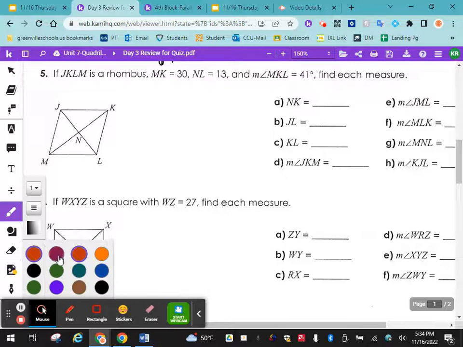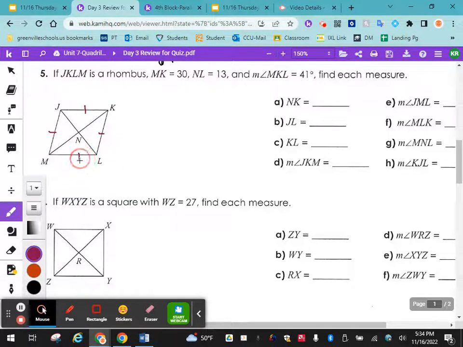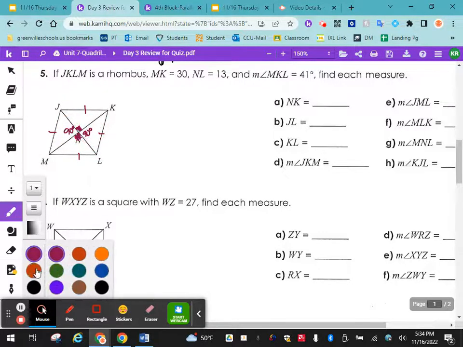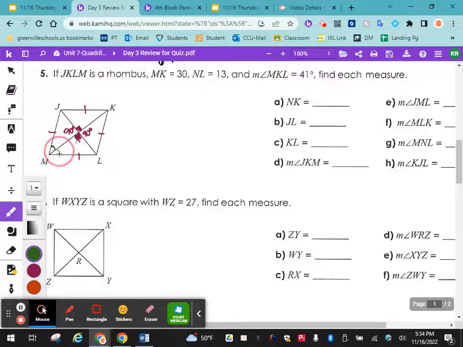Okay. JKLM is a rhombus. So some things about rhombus is all of your sides are equal. The diagonals are perpendicular, which means these angles are 90 degrees. All of these insides are 90 degrees. And diagonals bisect each other. So whatever this is, so is this. Whatever this angle is, so is this angle.